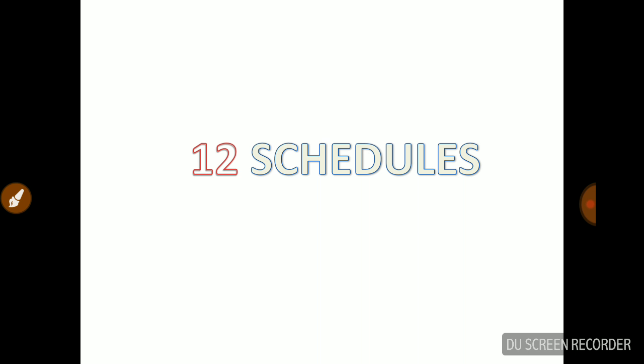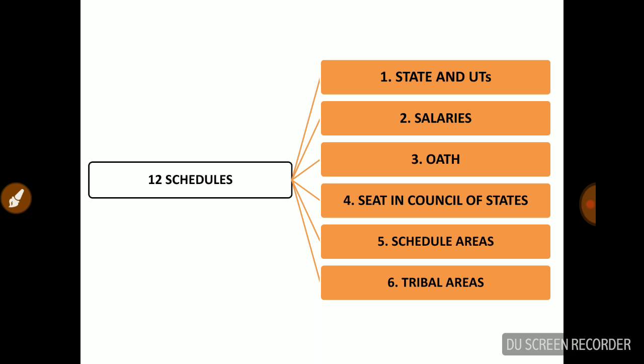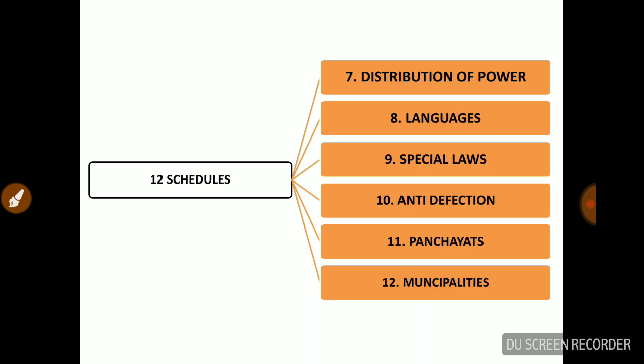Today's session we are talking about the extra book, that is the Schedules. There are 12 schedules in the Indian Constitution. One by one we will explain. The first is about the states and the union territories. The second schedule is about salaries. Third is oath. Fourth is seats in the Council of States. Fifth is scheduled areas. Sixth is tribal areas. Seventh is distribution of power. Eighth is languages. Ninth is special laws. Tenth is anti-defection law, eleventh is panchayat, and the twelfth is municipalities.